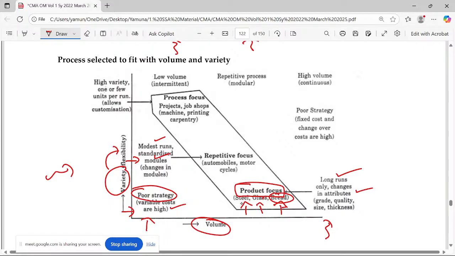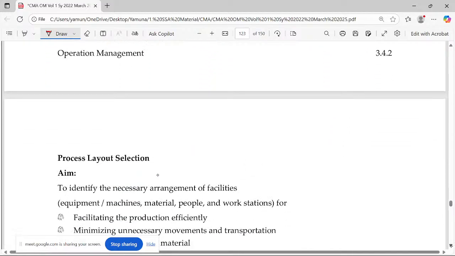Sometimes when we talk about glass or steel, grade, quality, size, and thickness vary. For mobile, we use a different grade of glass. For kitchen tops, we use a different glass, thickened glass and other things on top. So repetitive focus goes with motor vehicles. For process focus, we go for projects, job shop, machine printing, carpentry, and all. So this goes with high variety. Probably one or few units per run will be there. So maximum will go for customization because of projects, right? Maximum will go for customization. Okay, I can just have a look.